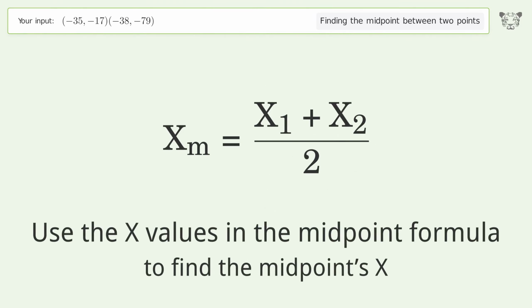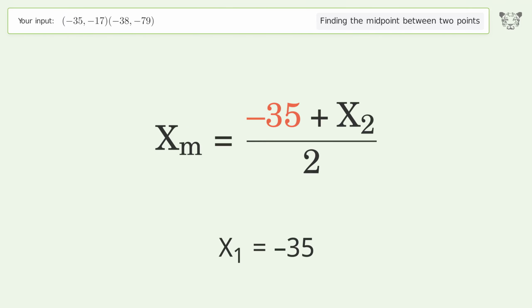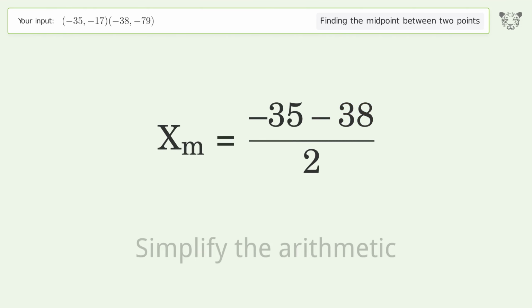Use the x values in the midpoint formula to find the midpoint's x. x1 equals -35. x2 equals -38. Simplify the arithmetic.